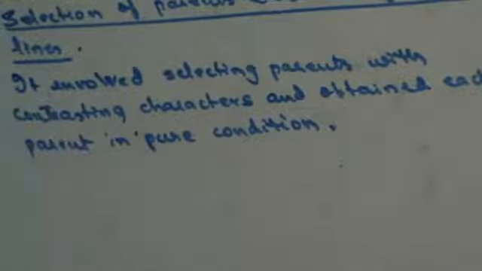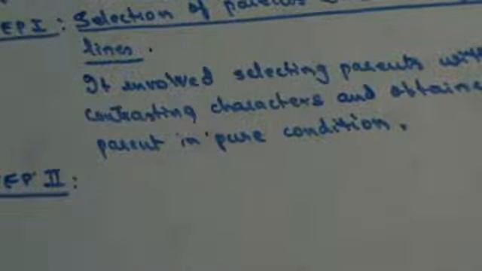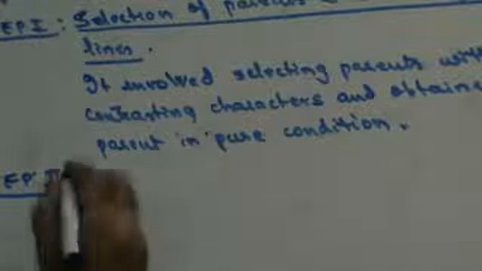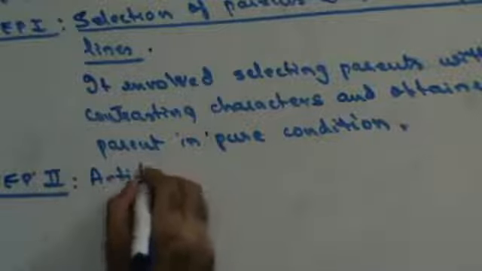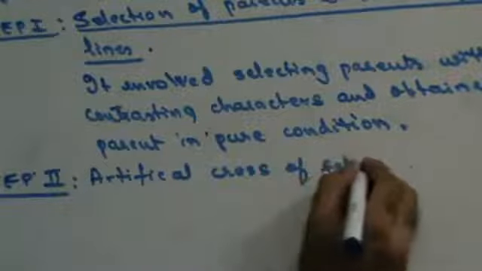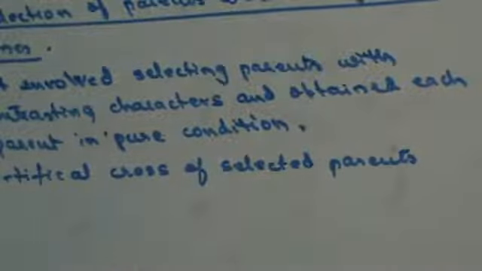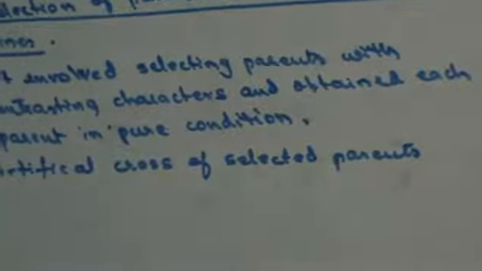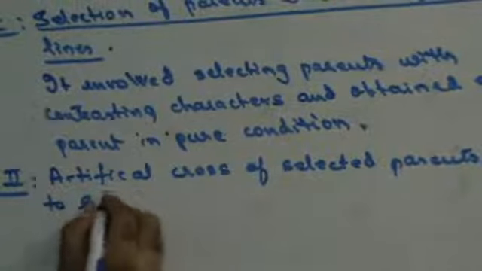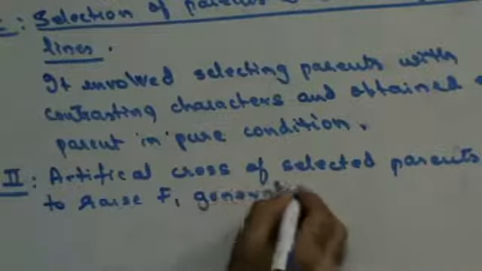Second step, step 2, was artificial cross of selected parents to raise the F1 generation.